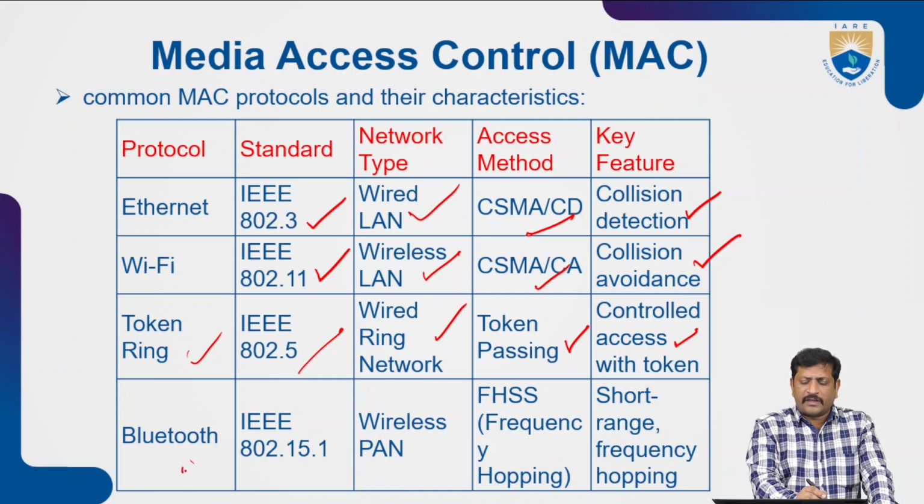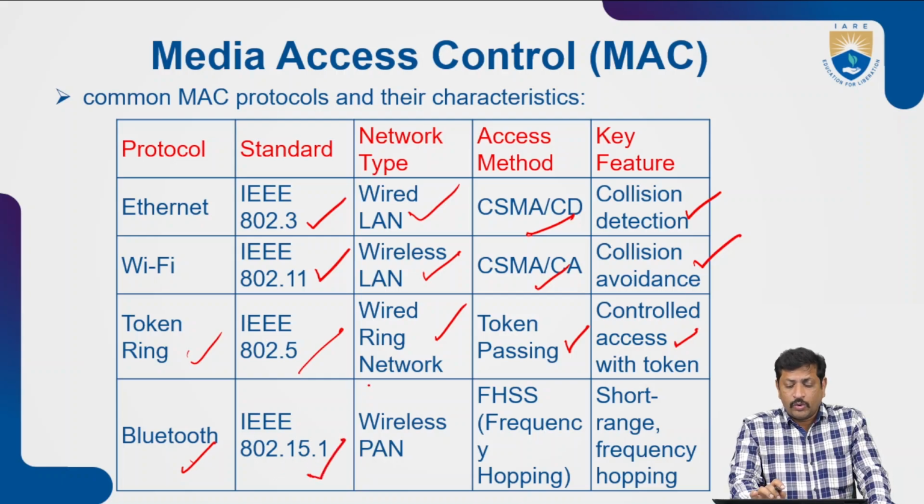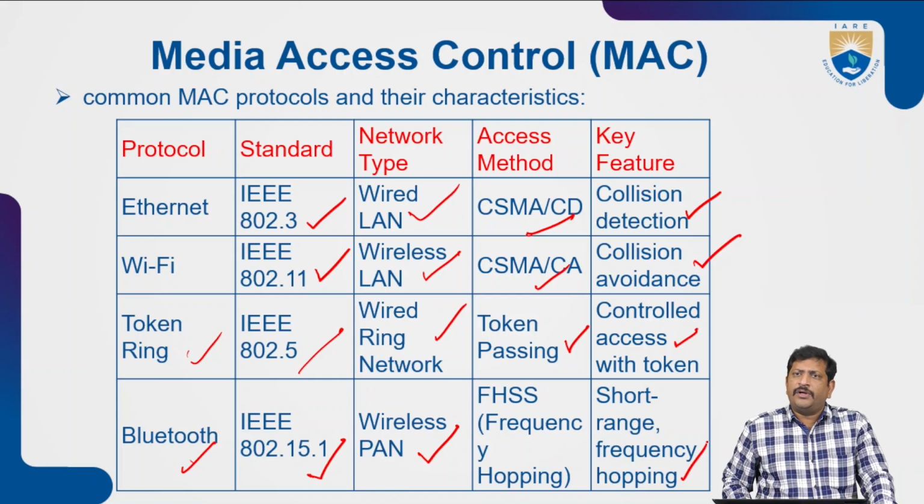Here is Bluetooth technology. The standardization of the Bluetooth protocol is IEEE 802.15.1. The network type is a wireless PAN, personal area network. The frequency technique is frequency hopping, that is FHSS. The key features are short range and frequency hopping. Hop means jumping from one frequency to another frequency, and it jumps with the help of Bluetooth technology.